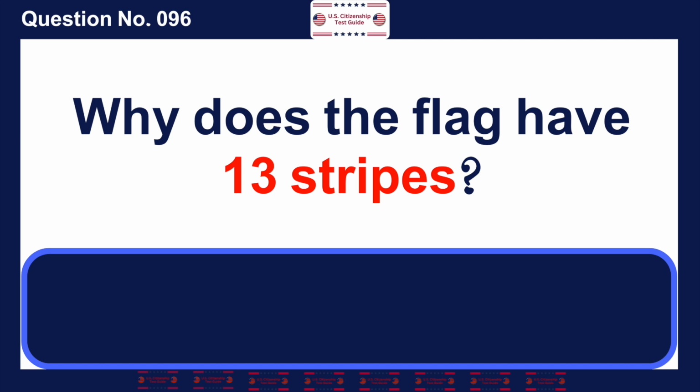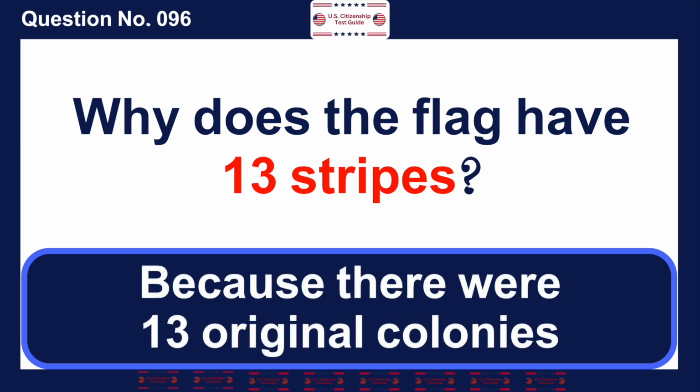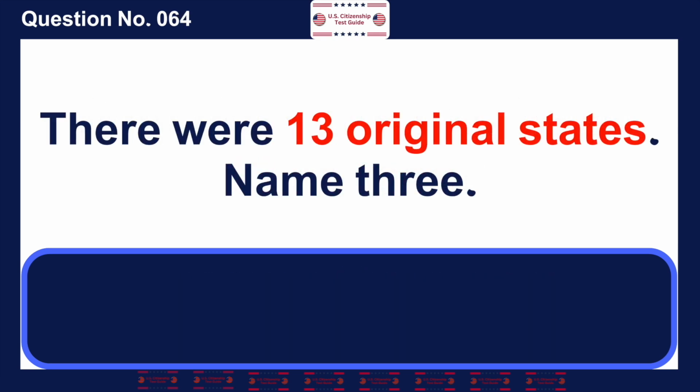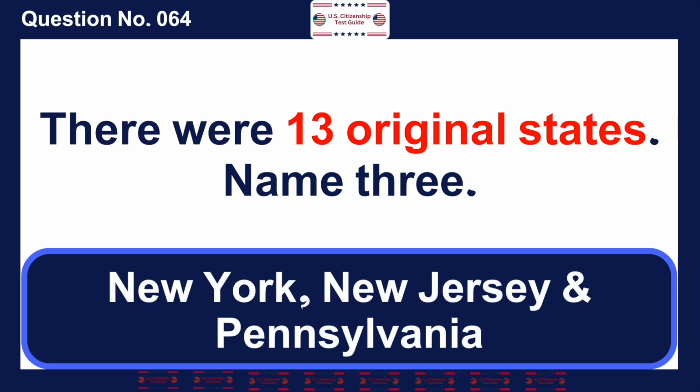Why does the flag have 13 stripes? Because there were 13 original colonies. There were 13 original states. Name 3. New York, New Jersey, and Pennsylvania.